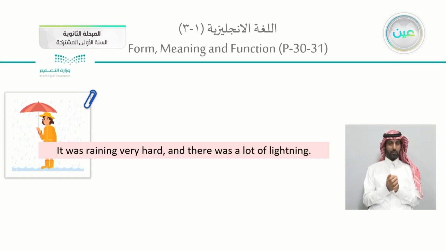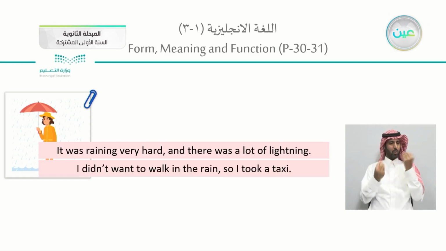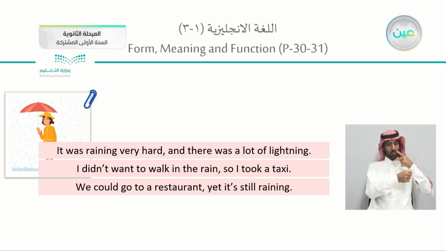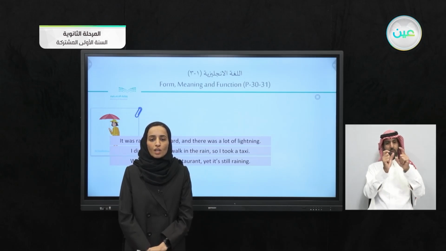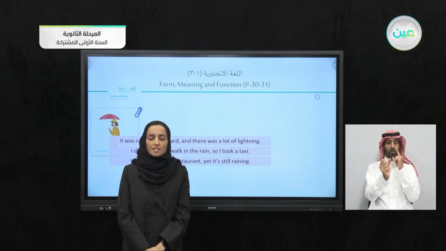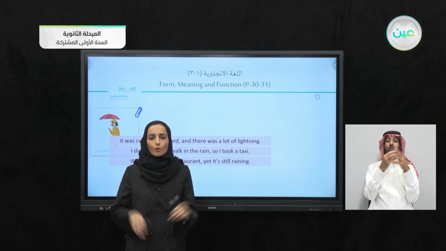Okay, at the beginning in here from the story, it was raining very hard and there was a lot of lightning. I didn't want to walk in the rain, so I took a taxi. We could go to a restaurant, yet it is still raining. From each one of these sentences, we're having two parts. Let's check the first sentence. It was raining very hard. This is the first part. And the second one, there was a lot of lightning. So each one of these we call a clause. However, each one of them can stand by itself. It gives you a complete thought.